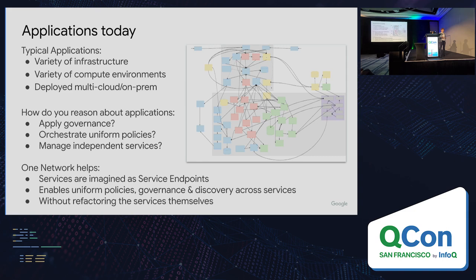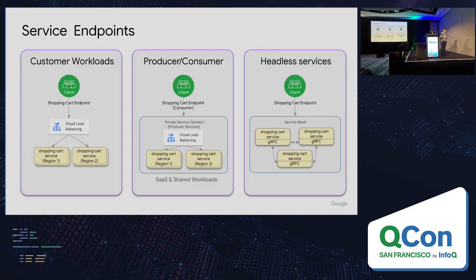So One Network helps here. Every one of these microservices is imagined as a service endpoint, and this enables policy to orchestrate and group these service endpoints and orchestrate over them without actually touching the services themselves. So everything is done on the network. There are three types of service endpoint. There's the classic service endpoint of a customer workload, where you take a load balancer, put it in front, and you've got a service endpoint, and you hide, for example, a shopping cart service in two different regions behind it. That's typically how a service is materialized.